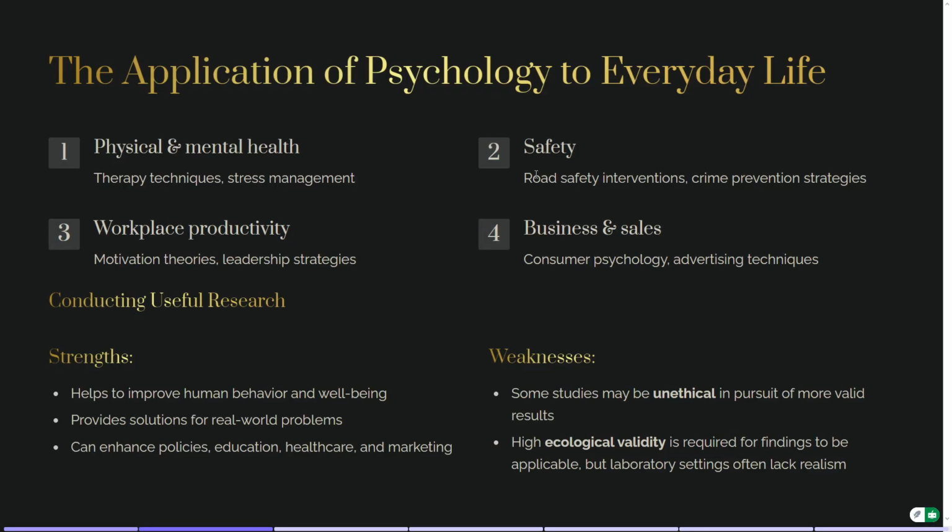So the first thing we're going to look at is the application of psychology to everyday life. This is very important. What is the essence of studying psychology in the first place if it's not useful in our everyday life? It's about studying the mind and behavior, right? Now, how is it useful? Physical and mental health. Studying psychology can help improve therapy techniques, stress management techniques as well, and different things around that. That's the physical and mental health.